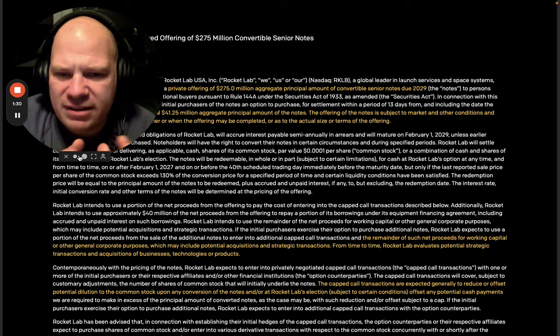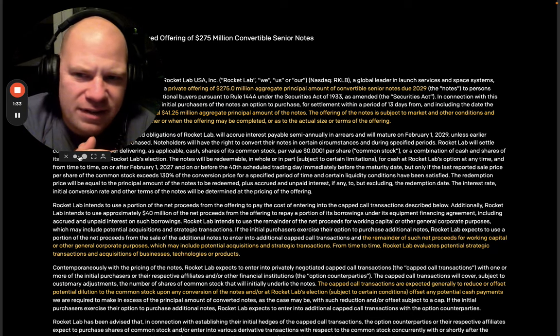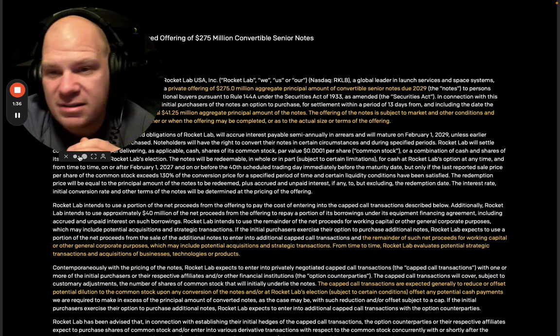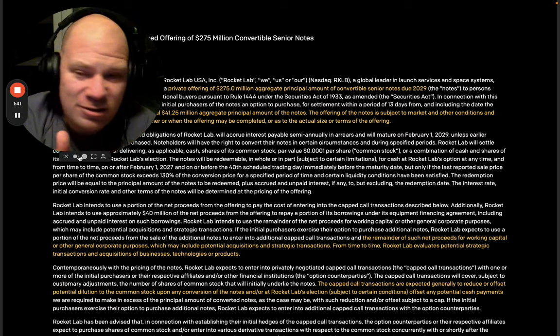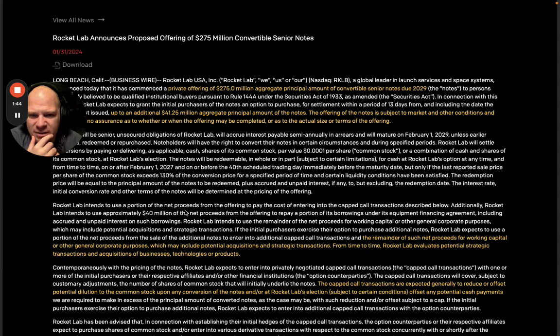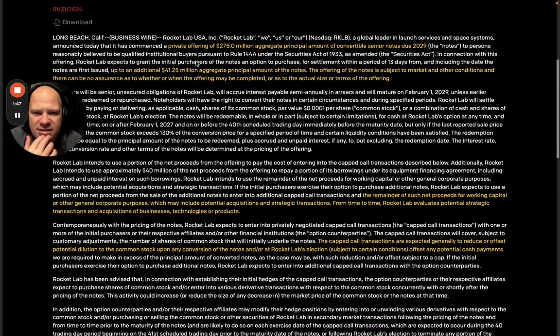So I reread this. I had to clear some words because it's very, very technical, and I believe I somewhat understand it. If somebody understands this better, let me know in the comments what I messed up, but I tried my best, okay? So the most important part of this is that this is a private offering of convertible notes. And as I said in many videos, convertible notes would probably be the best way for Rocket Lab to raise money. That's because if they take a loan, then it goes onto their balance sheet, and we don't like to see that on the balance sheet.